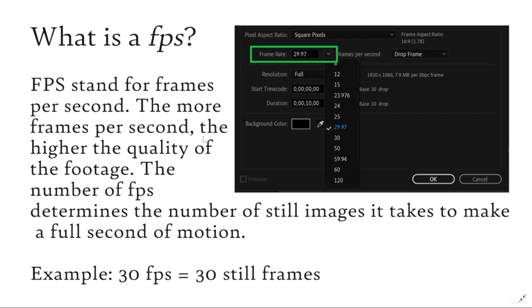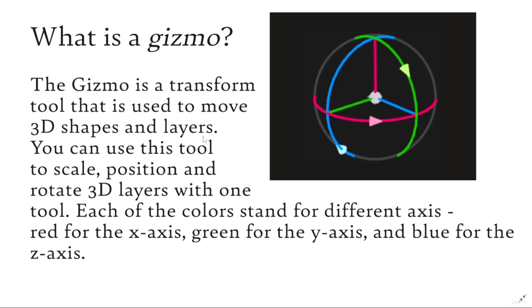And yeah, so now let's move on to the final vocabulary that we have in this lesson, and that is the gizmo. So the gizmo is a transform tool that is used to move 3D shapes and layers. You can use this tool to scale, position, and rotate 3D layers with one tool. Each of these colors stands for a different axis. So red for the x-axis, so over here it's kind of pink. Green for the y-axis, and blue for the z-axis. So if you look at this, you can see all of the 3 colors.